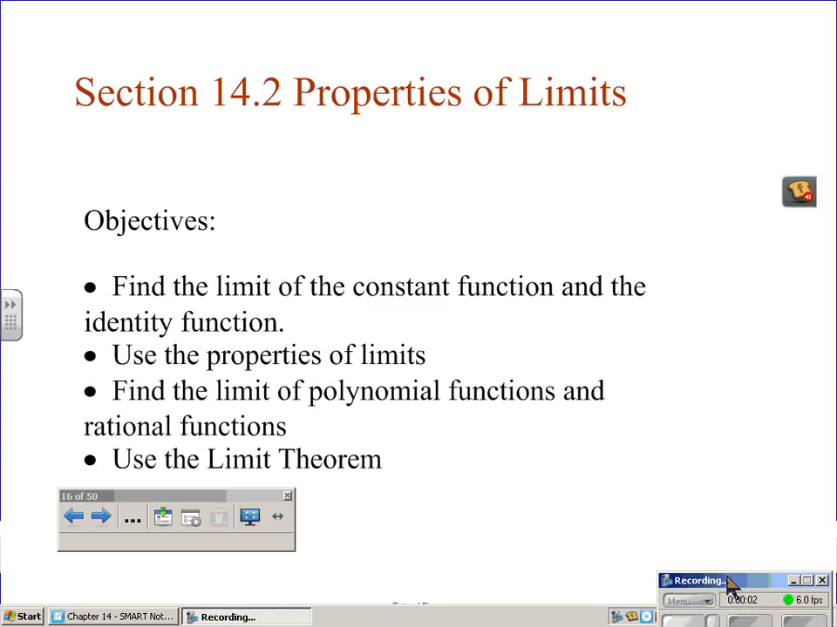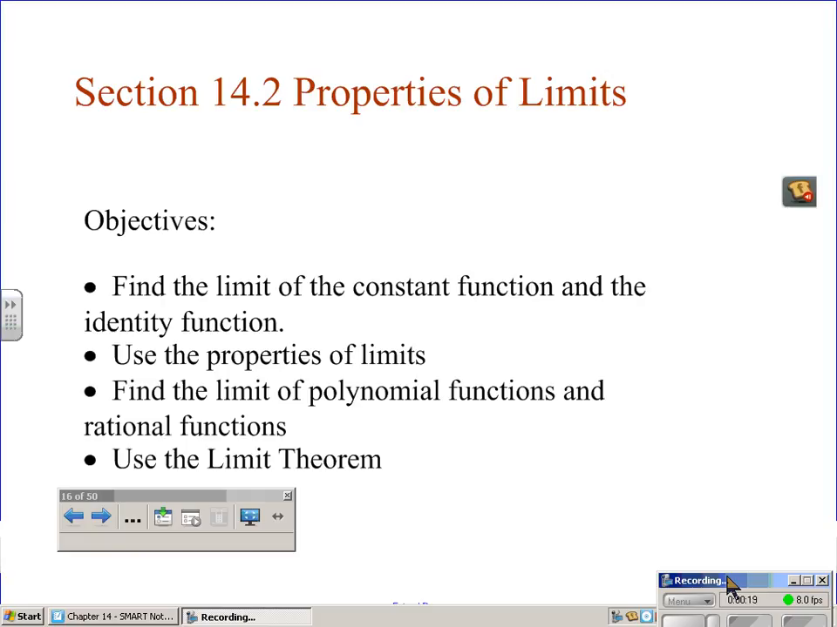Okay, section 14.2, we're going to talk about the properties of limits. The properties of limits are going to help us find definite answers to the strong evidence that we produced in section 14.1, where we use the calculator to evaluate limits.